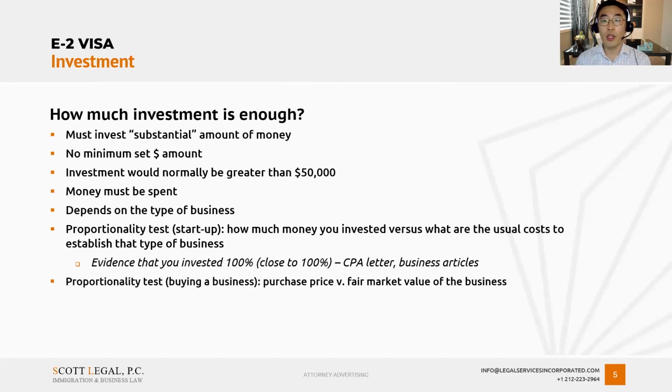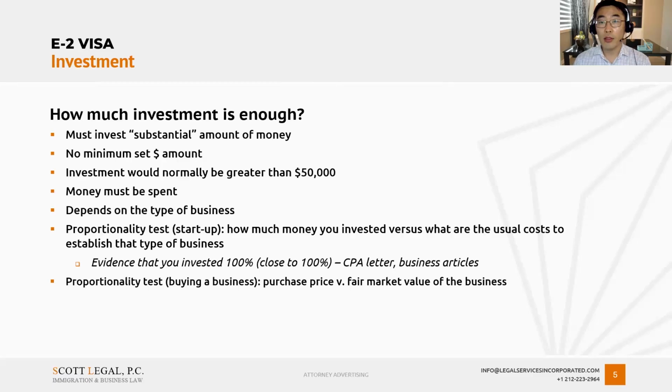And more importantly, you need to show the amount is enough to make the business fully operational, and that it should be looking reasonable to the government officer. That's why we usually recommend investing at least $50,000 to meet the government officer's review standards.